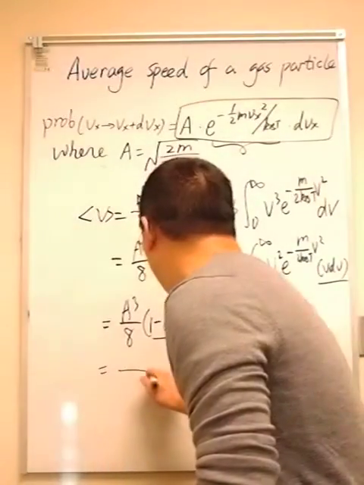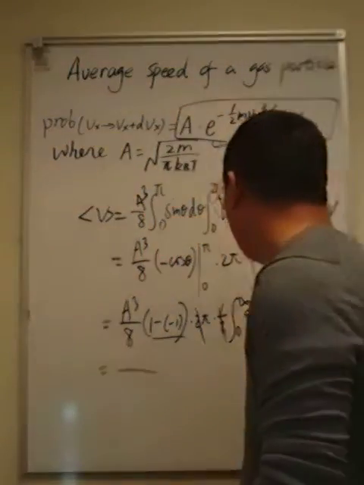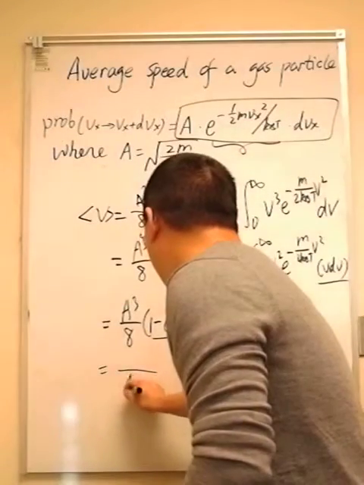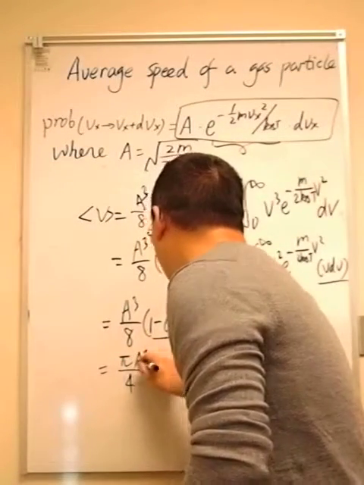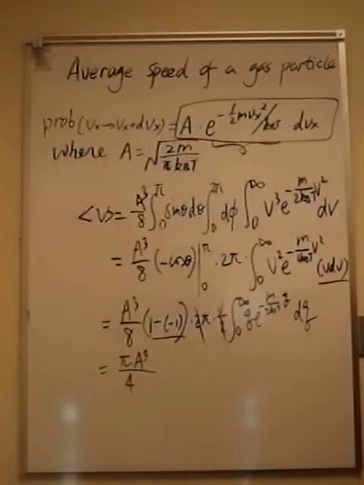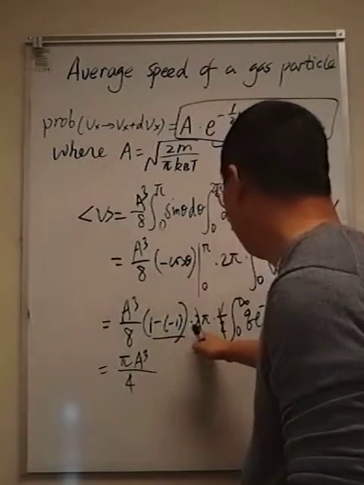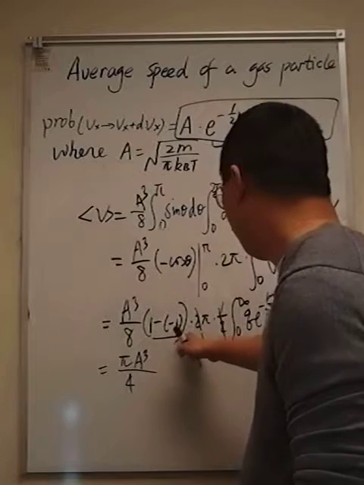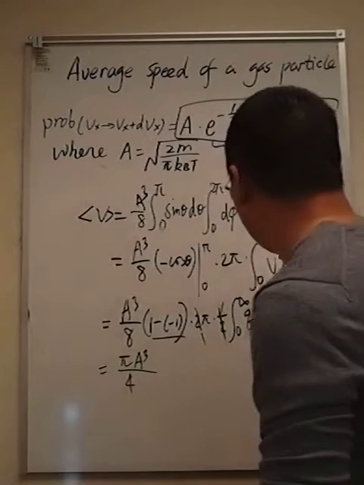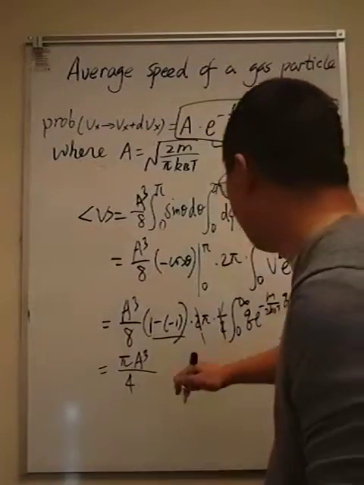So we have 4 on the bottom, pi a cube. 2, that's 4 on top, and 2 and 8 on the bottom, so it's, yeah, that's correct.